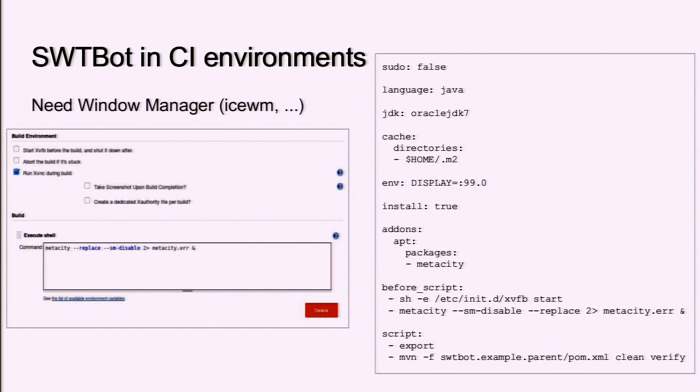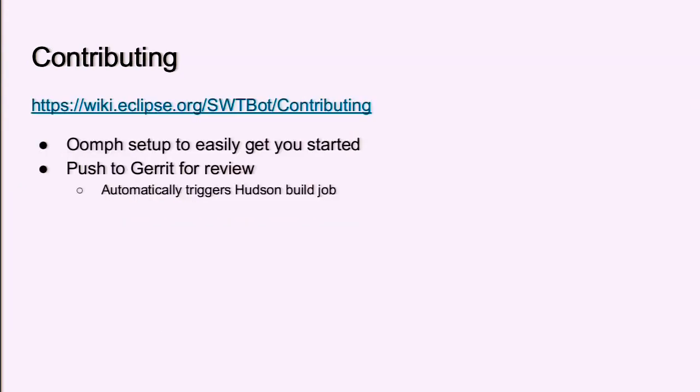In CI environments, here are two examples. This one is Travis, this one is Jenkins or Hudson. It is just about reminding that you need to start the window manager, and then we invoke a regular Maven thing with the Tycho Surefire plugin if you're in an RCP world, or with just the Maven Surefire plugin if you're using SWT without Eclipse. Those are documented on the SWTBot page.